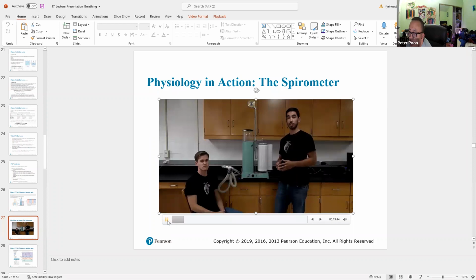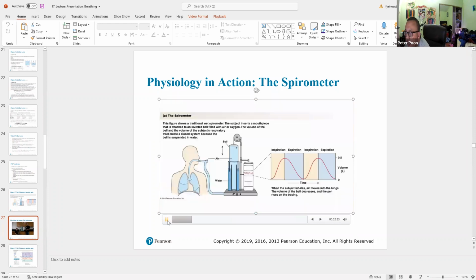For this demonstration, we're going to use the classic Collins spirometer because it makes understanding pulmonary function tests much easier. The Collins spirometer can also be called a wet spirometer because this air-filled bell floats on water inside of this green cylinder. This figure shows you a spirometer in cross-section.